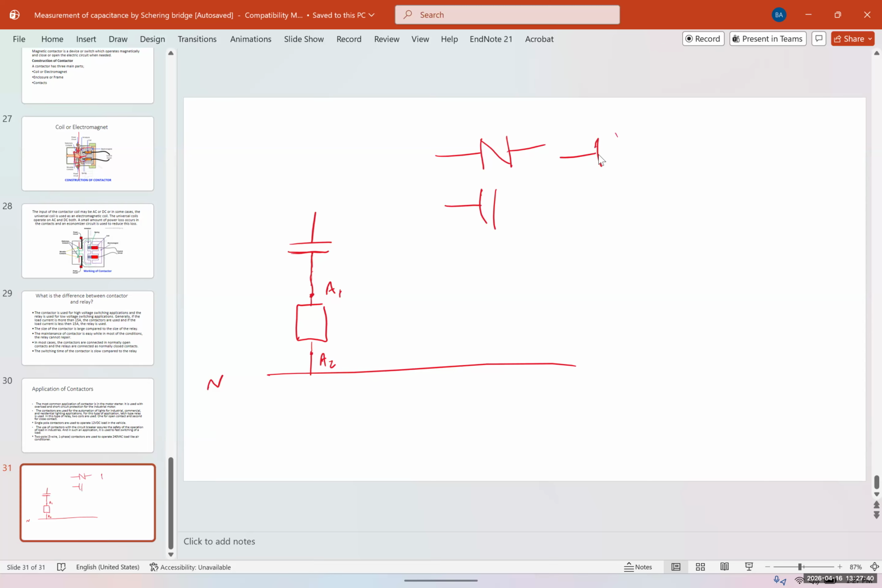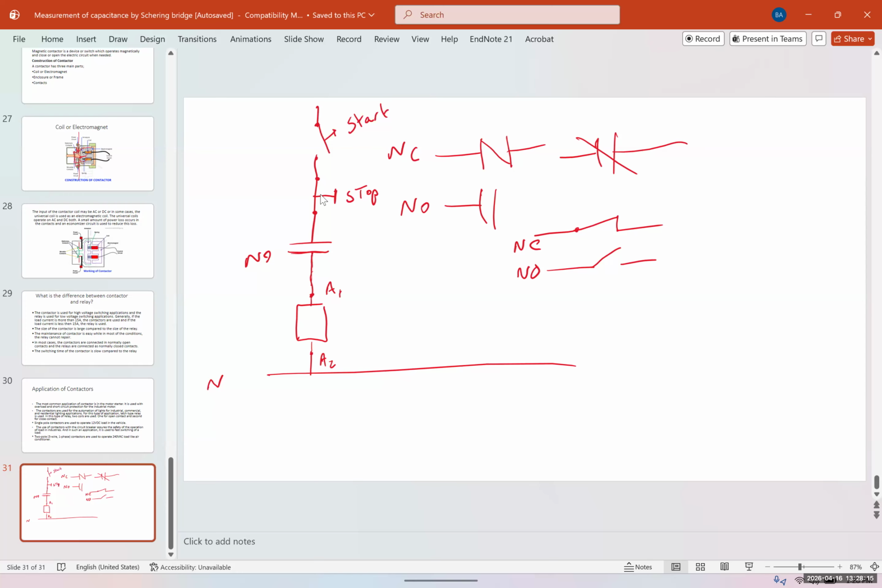Sometimes in some books you see it shown like this, and sometimes they show it like this. And this is normally open. So normally open, normally closed, normally closed, and normally open. Now start and stop, if we have a start and stop circuit or switch, then we show the stop like this, and we show the start like this. This is a start, and this is a stop switch.